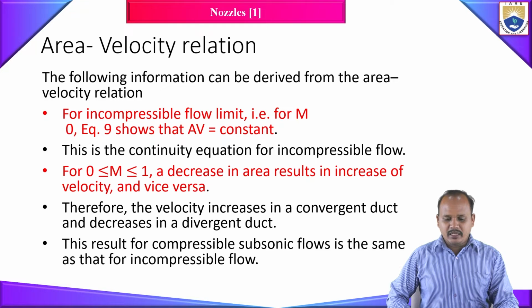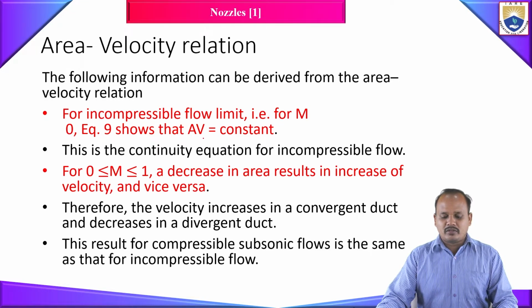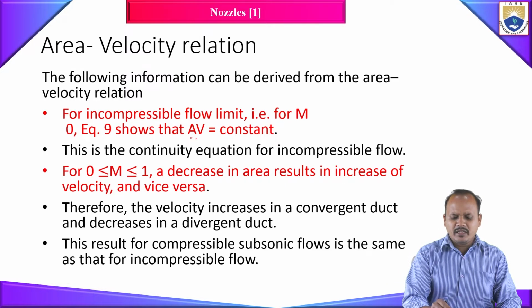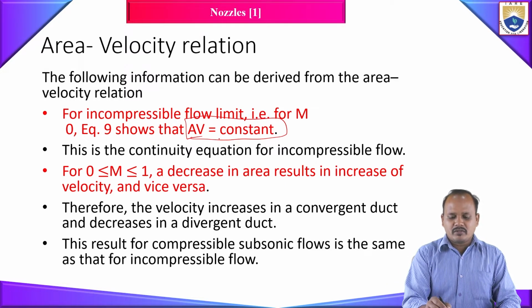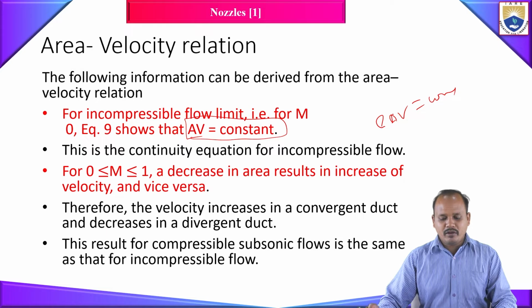Which is basically, if I integrate it, what will I get? A times V is equal to constant. What is that? For the incompressible limit, once again you are going to get the continuity equation, right? Rho A V is constant. That is the continuity equation for the incompressible flow.